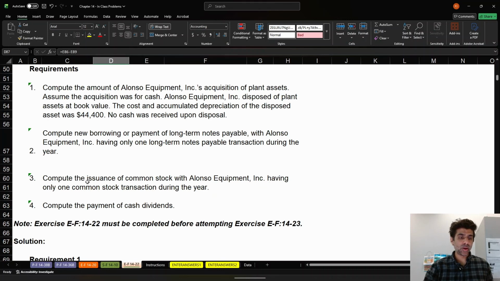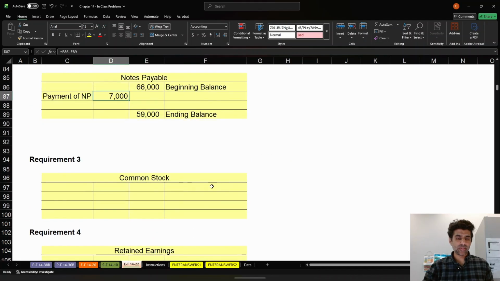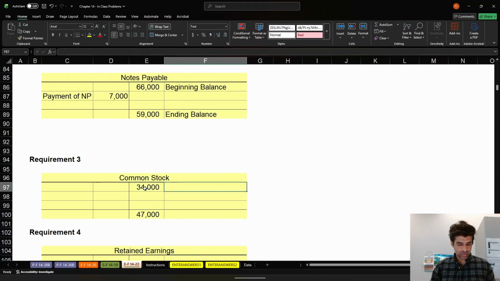There's only one common stock transaction. It's not like we were issuing stock and then buying some back. We just simply had one common stock transaction. So all you have to do is look at what happened to common stock. You can see that our common stock, no par value, went up from 34,000 to 47,000. So this is beginning, this is ending.